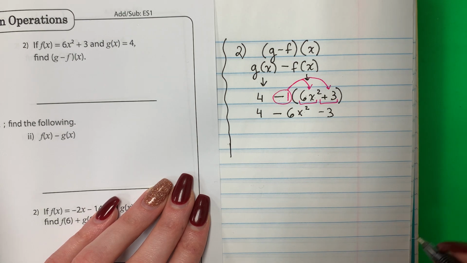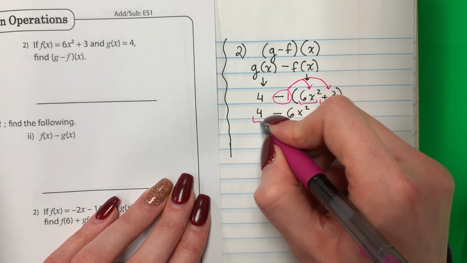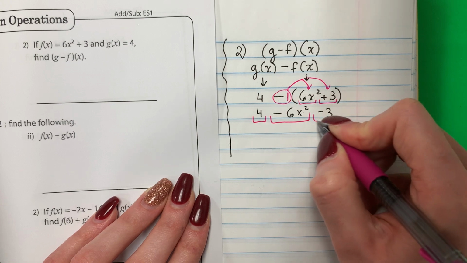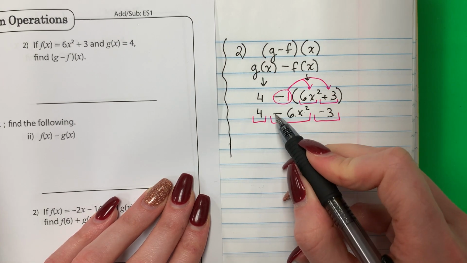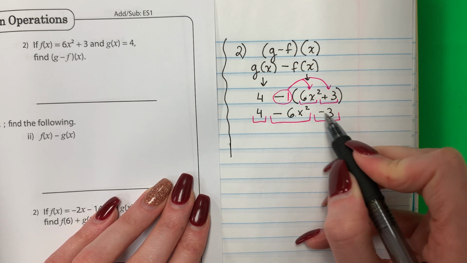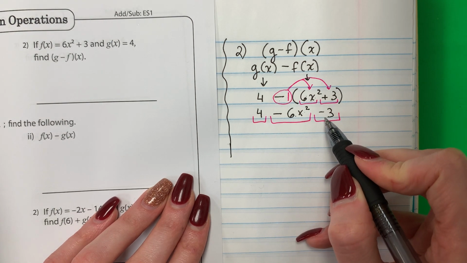Now, how many parts? I have 1, 2, 3, right? This negative is with the 6. This negative is with the 3.